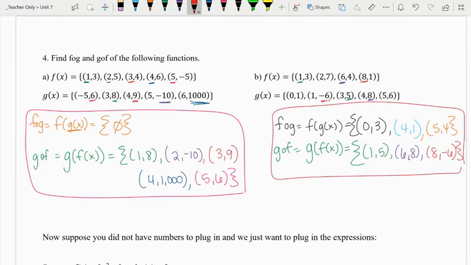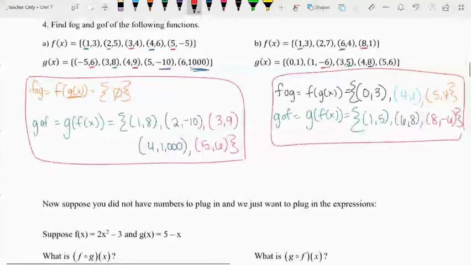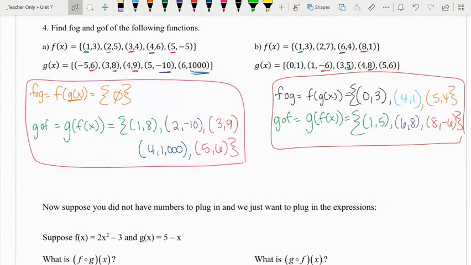So this one, you had 3 for your f of g, 3 for your g of f. I personally feel like throwing it into a chart makes it more difficult, but feel free to draw those out if that makes more sense to you. That's totally fine.